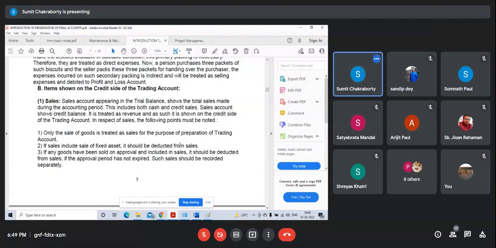If any goods have been sold on approval and included in sales, it should be deducted from sales. If the approval period has not expired, such sales should be recorded separately.